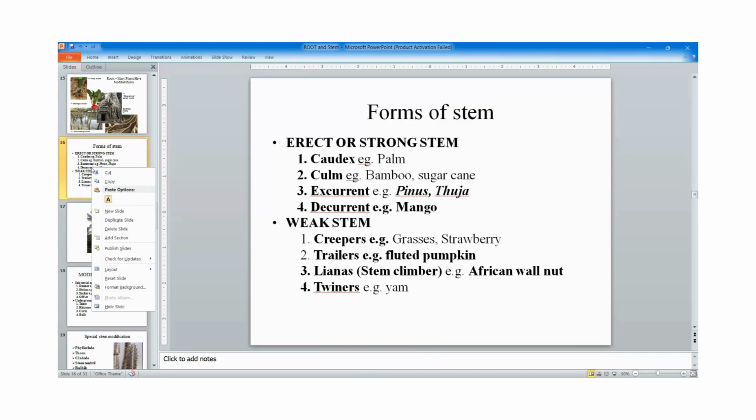Then we also have weak stem. Under weak stem, we have creeper. These are like grasses, they creep on the ground. Then we have trailers. Trailers trail on the ground, and most times with their vine and tendrils, they tend to climb any nearby objects. We have lianas. These are stem climbers, e.g., African walnut. And we have twiner. Example of this is yam. They twine around any object that is near them.